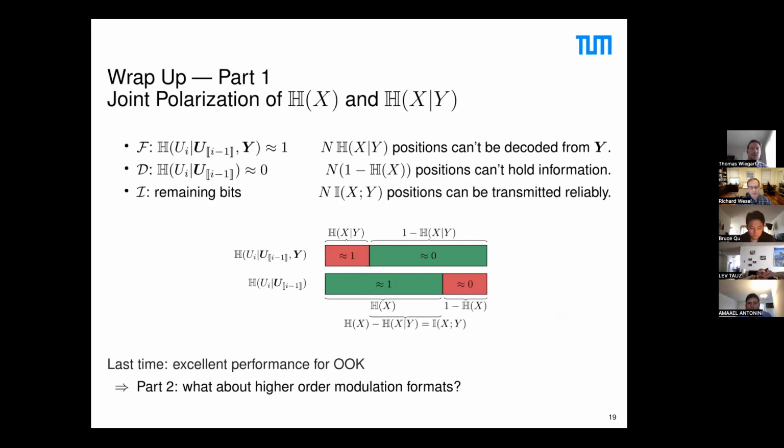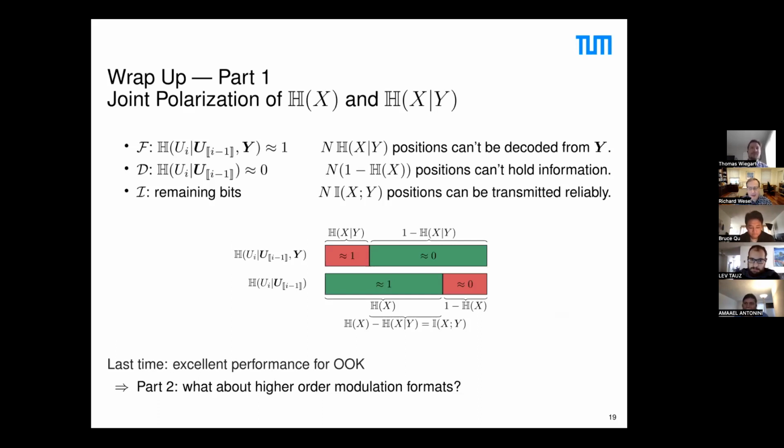And we saw that we had quite good performance just for on-off keying. And now in part 2, we will ask the question: what happens with higher order modulation formats? So if you want to go to 4-ASK, 8-ASK, or so on.